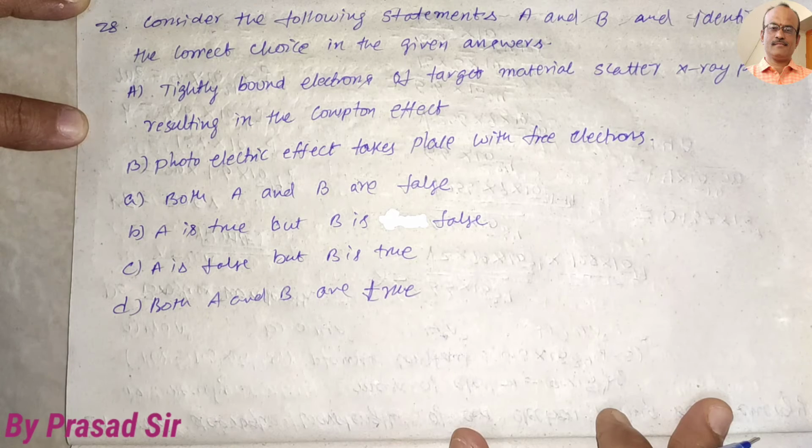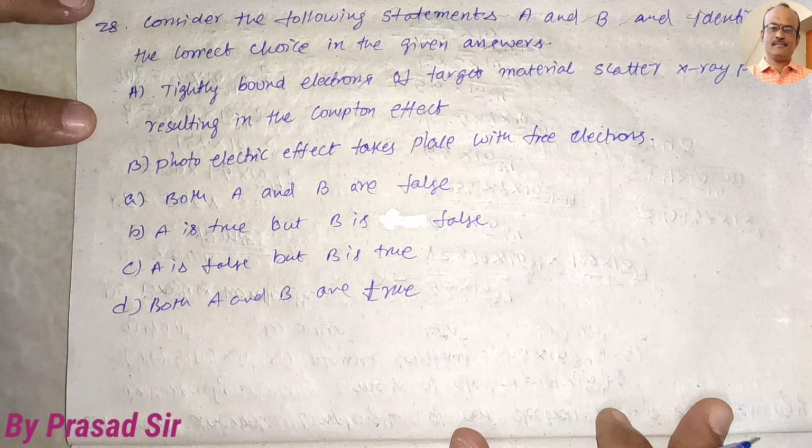Consider the following statements A and B and identify the correct choice in the given answers. A. Tightly bound electrons of target material scatter X-ray photons resulting in the Compton effect. B. Photoelectric effect takes place with the free electrons. Here options are given. A. Both A and B are false, B. A is true but B is false. C. A is false but B is true. D. Both A and B are true.